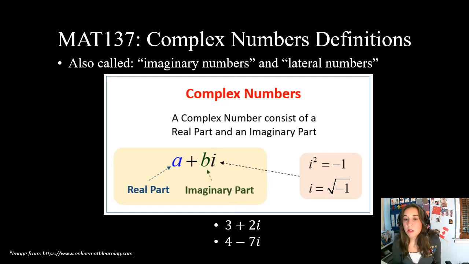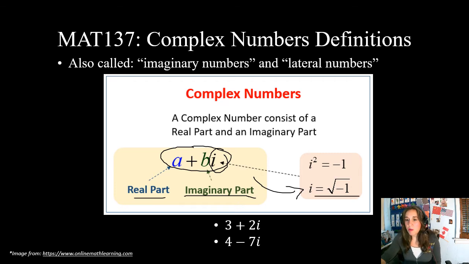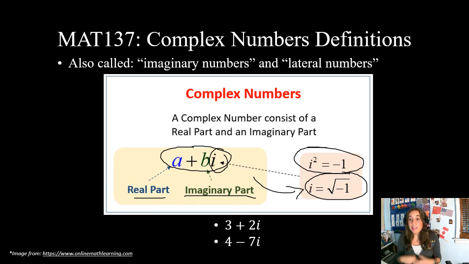So what is a complex number? A complex number is a number that consists of a real part and an imaginary part. So you can write them in the form of a plus bi, where a is the real part and bi is the imaginary part. And this i is equal to the square root of -1, which implies that i squared equals -1, right? Because if we square both sides, we get i squared equals -1. So we're going to be using this a lot in our simplification and in our math of complex numbers. We're going to be using these constantly to simplify and to perform operations on lateral numbers.